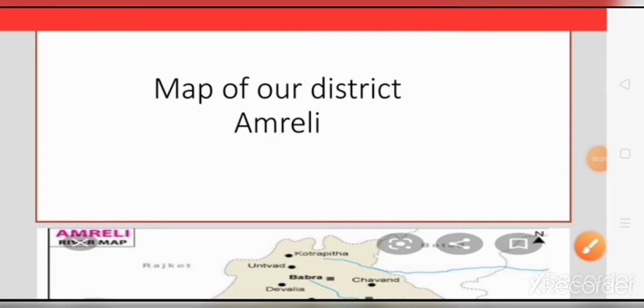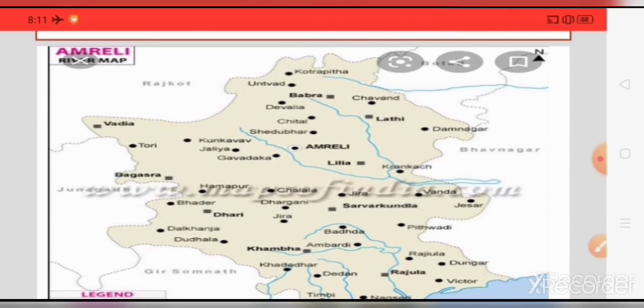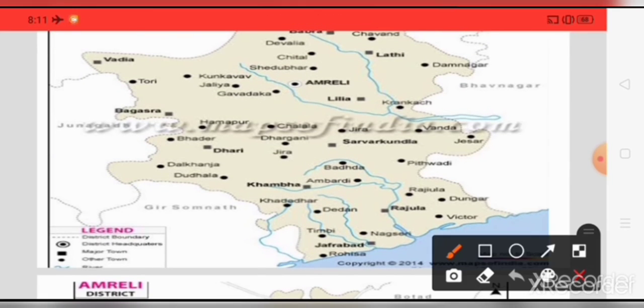Children, do you know which is our district? Our district is Amreli. Now we are going to see the map of our district Amreli. This is the Amreli river map. Here where is Amreli? Here is Amreli. This is our district Amreli.